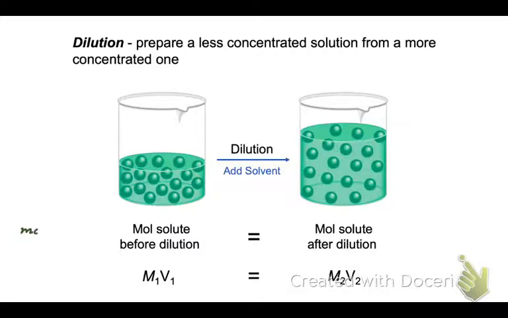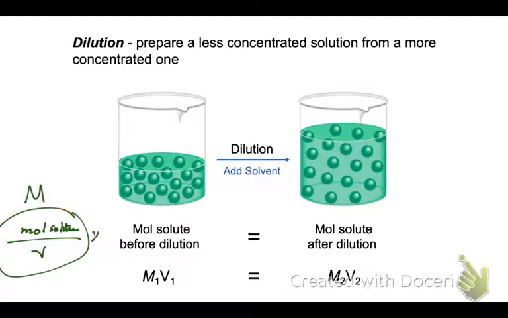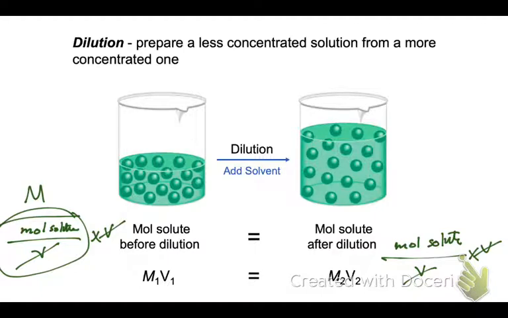Molarity is moles of solute over volume. That is molarity. If I multiply molarity by volume, then volume cancels volume, and I end up with moles of solute. Same thing here, moles of solute over volume times volume. So I end up having moles of solute before equals moles of solute after.